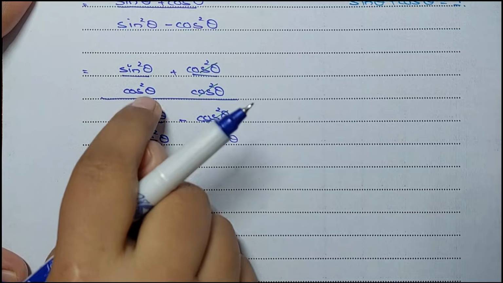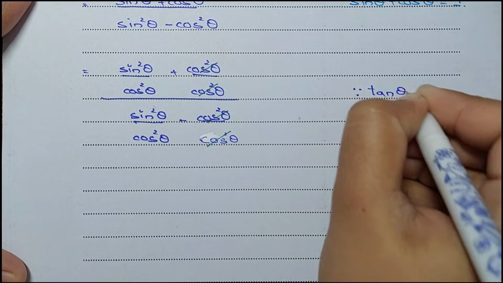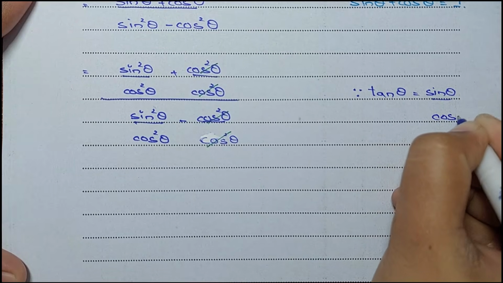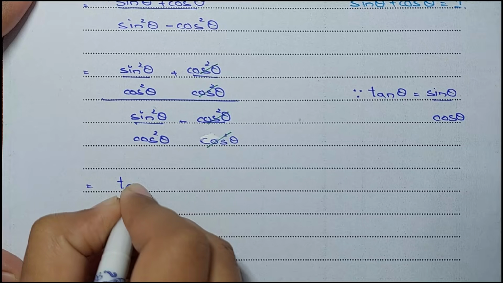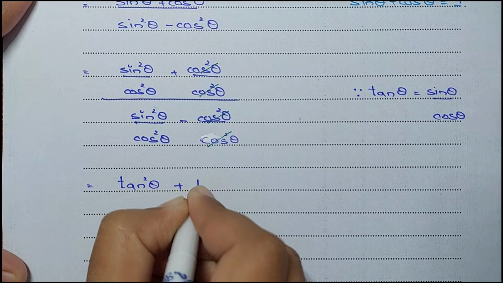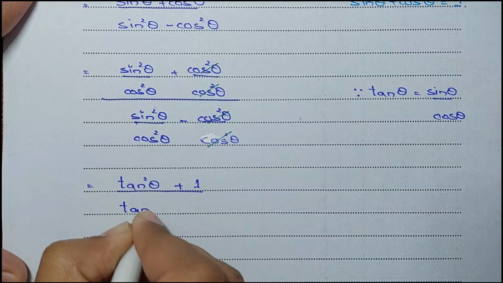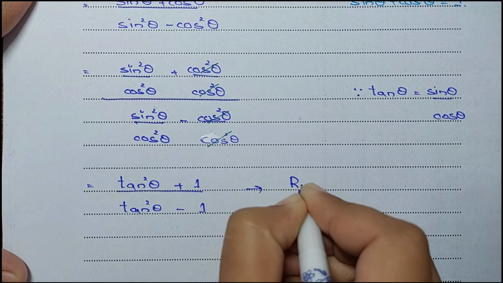So here you can see cos square theta is cancelled out, it is just 1. And sine over cos, we know that the ratio for the tangent theta is sine theta over cos theta, right? Use this concept. Sine over cos is tangent square theta. This is plus 1 over, this is again tangent square theta and minus 1. This is your right hand side, it is proved.